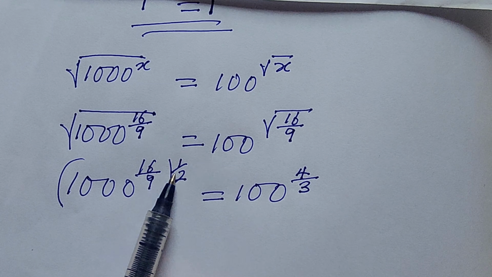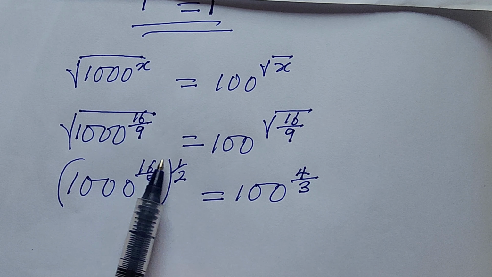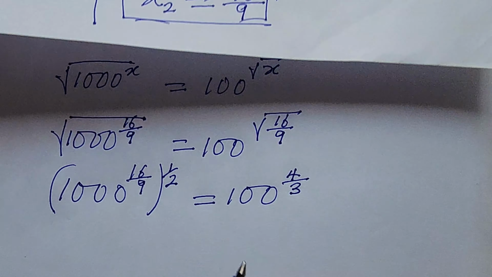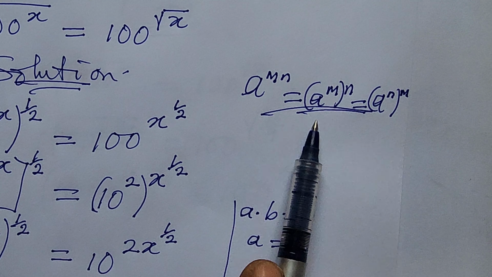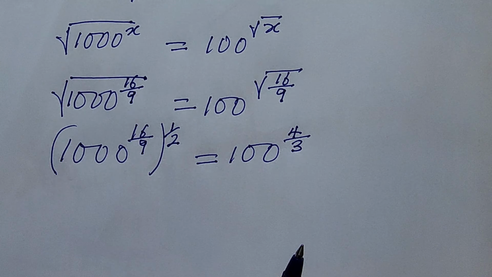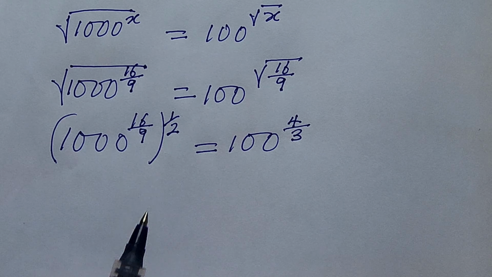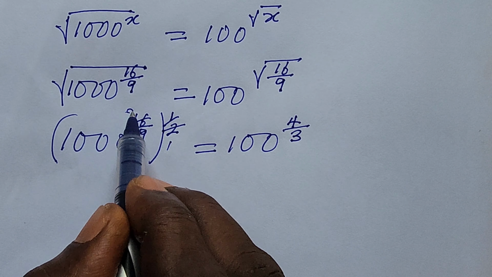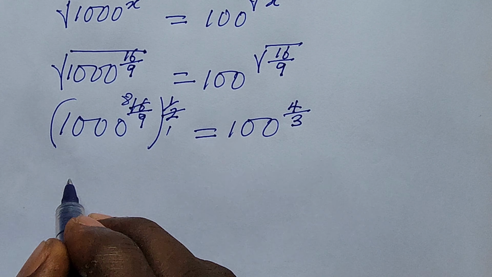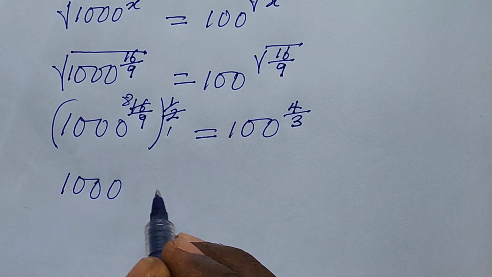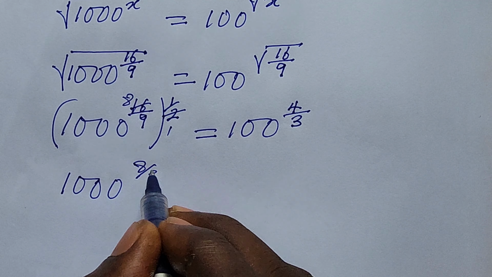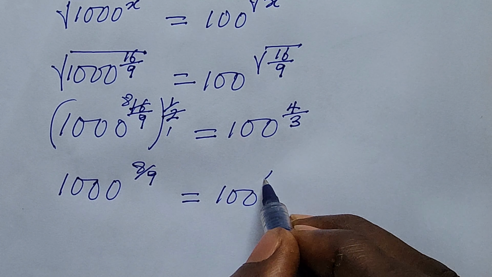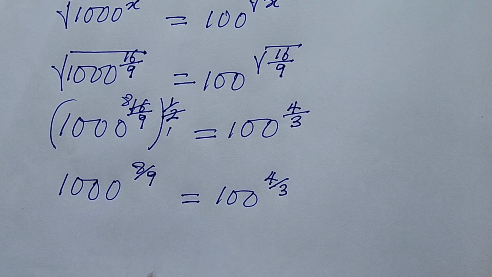According to the law of indices, we can use this to multiply this out, right? Because this is an exponent, this is an exponent. Remember that law? Look at the law here. According to this law, we can multiply this out, and if we do that, the 1 and 2 here will give us 8. So we come up with 1000 to the power of 8 all over 9, equal to 100 to the power of 4 all over 3.